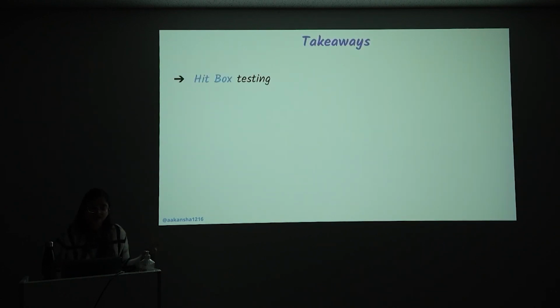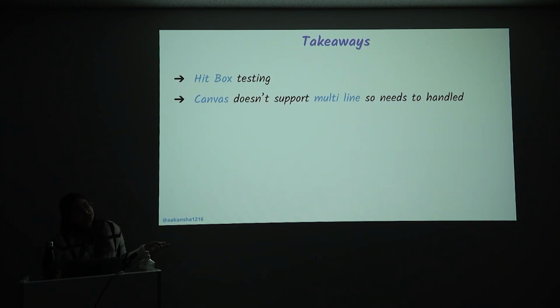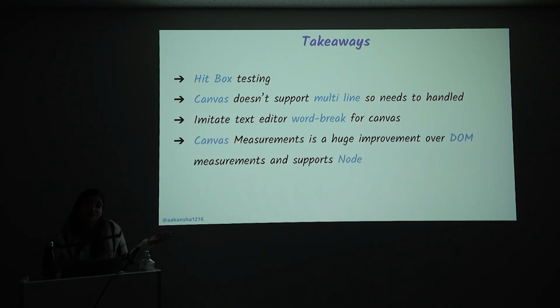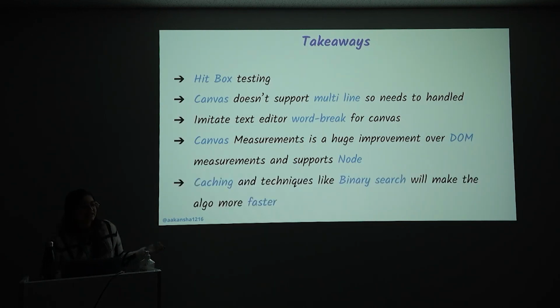We learned about hitbox testing to identify the target container on the canvas. Canvas doesn't support multi-line, so that needs to be handled. We need to imitate the text editor word break behavior on the canvas. Canvas measurements is of course a huge improvement over DOM measurements, with the support of Node.js as well. And with caching and techniques like binary search, we can make the algo faster.